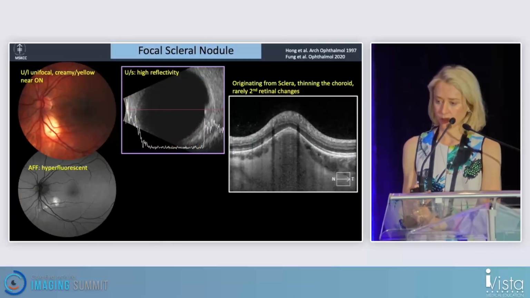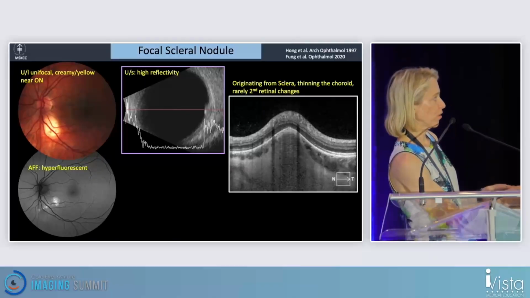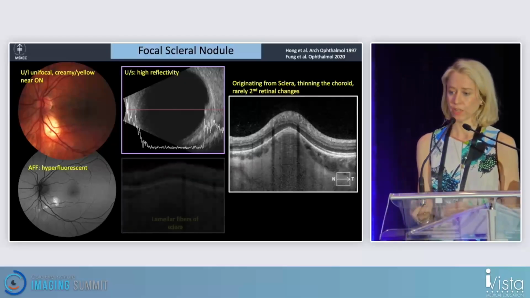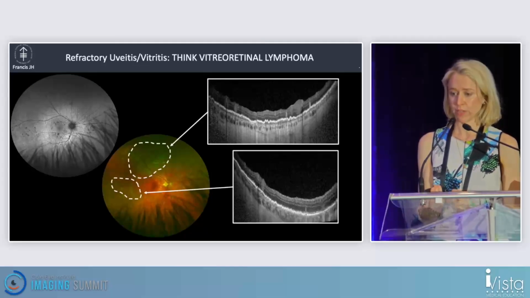A focal scleral nodule, this is a classic image. So you can see that it almost looks like it's emanating from the sclera and protruding up into the choroid. And another example there, just some very quick points.